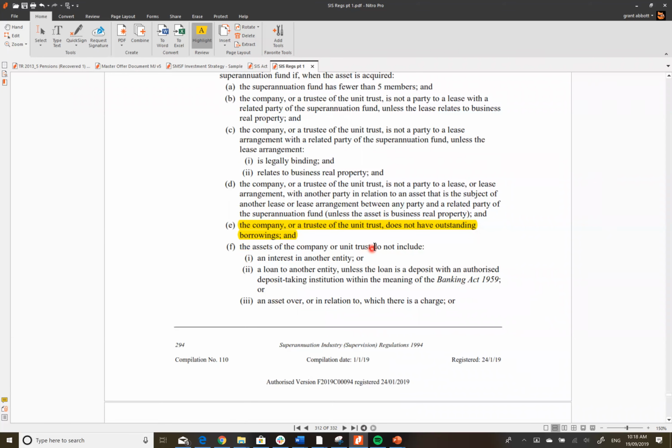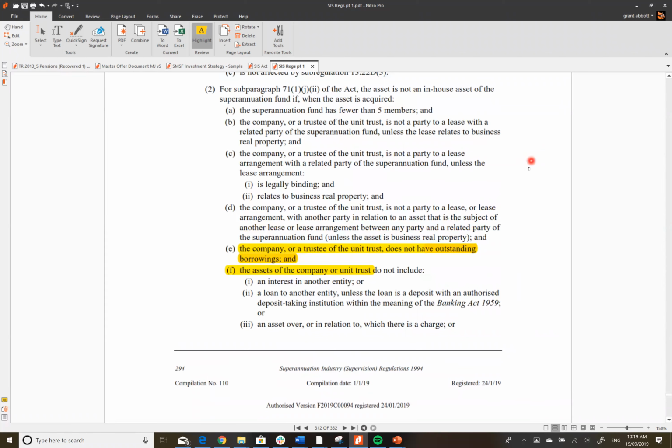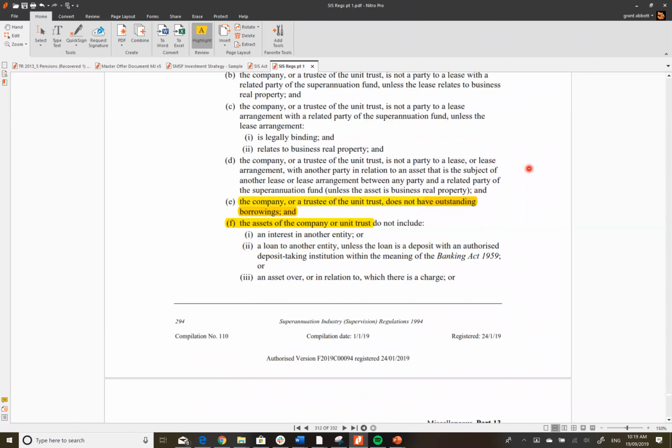The assets of the company or unit trust do not include an interest in another entity. So it can't include shares, units in a unit trust, or any interest in another entity. Effectively, that means we can have things in there, not bits of things, like units. We can have a property, residential, commercial. We could have artwork here. You'll find the collectibles rule applies directly at the SMSF level, but doesn't apply at this trust level. We could have vintage cars. But remember, those things can't be leased back or utilised by a member or related party if it's not business real property. So essentially, we've got a lot of things in there.